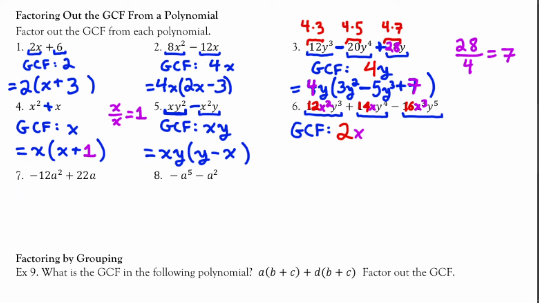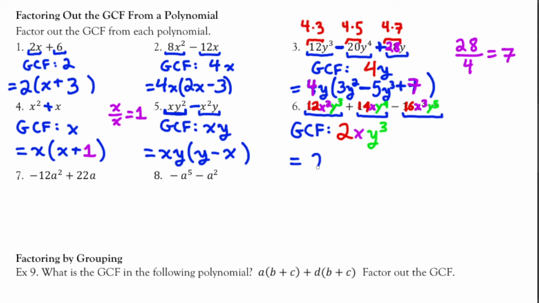Finally, we look at the y's. The first term has y cubed. The second term has y to the 4th. And the third term has y to the 5th. What's the largest power that they all share? Well, they all have at least y cubed. So the greatest common factor has y cubed in it.